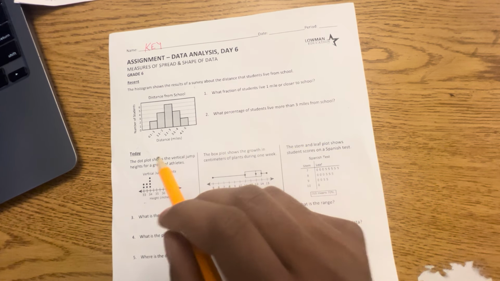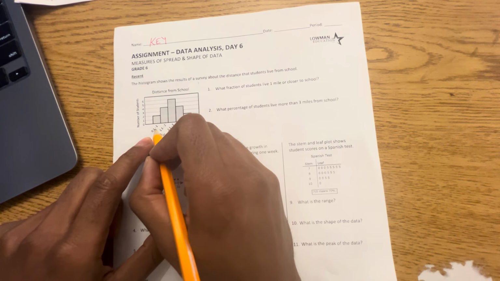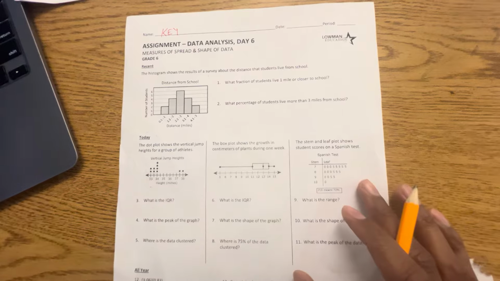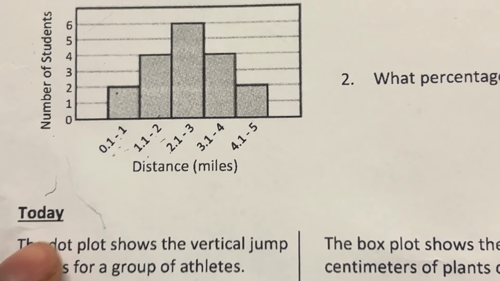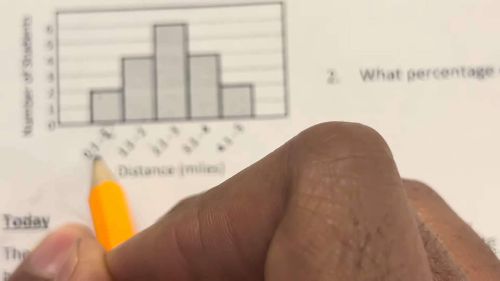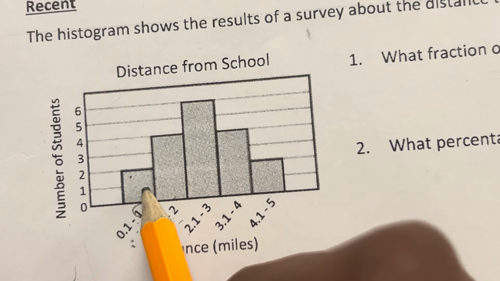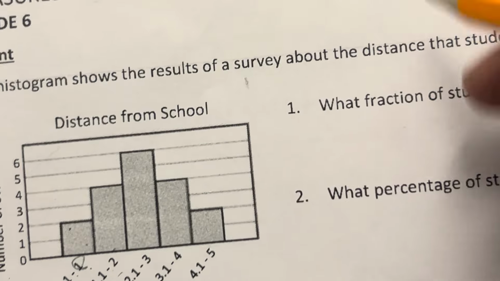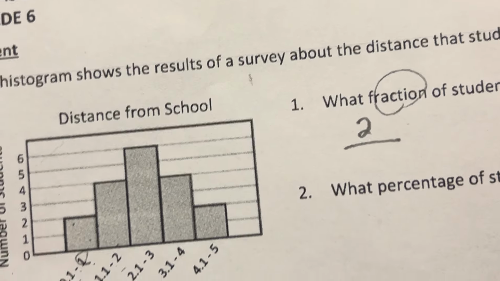What fraction of students live 1 mile or closer to the school? I see 1 mile or closer is right here. This is 1 mile or closer, right? Like 0.1 is definitely closer than 1 mile. So I see 2. But it says what fraction, right? So 2 out of what? And for that, we'll just have to add.